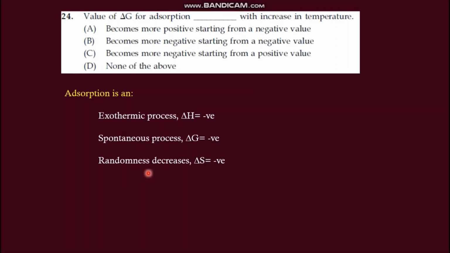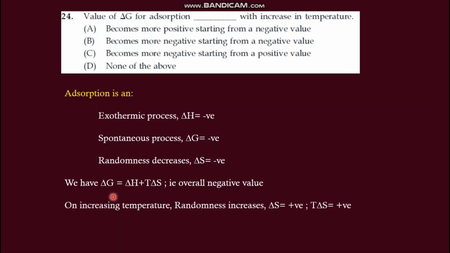That is, on a surface, some molecules are adsorbed. That means their attraction will be higher, or the randomness decreases. So delta S will be negative. And we have an equation, delta G equal to delta H minus T delta S. Here you can see adsorption means delta G will be negative, delta H will be negative, delta S will be negative. So overall this delta G value is negative. Here delta H negative, delta S also negative. So both these negative values will give a higher negative value.